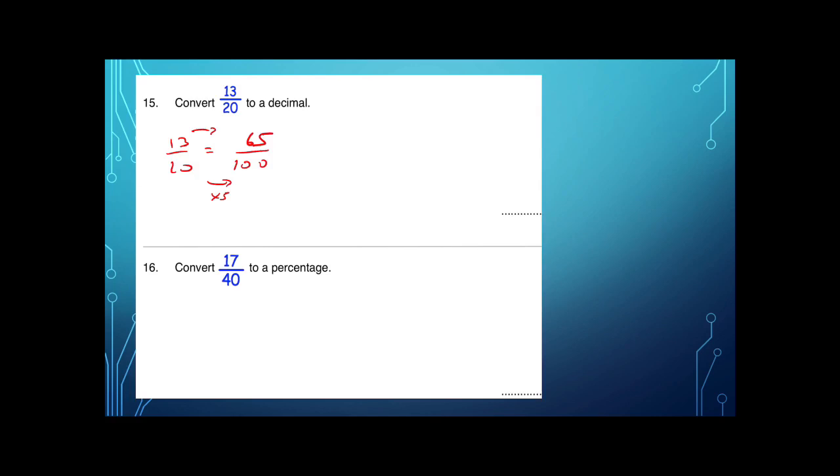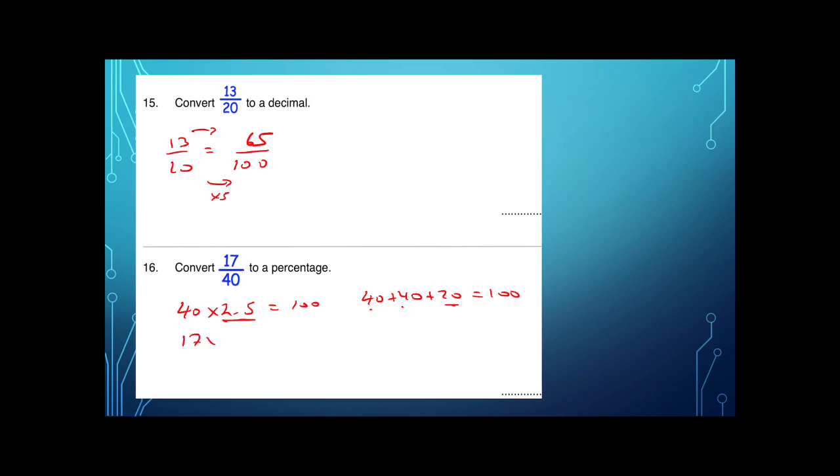This next one is a typical question. Convert 17/40ths to a percentage. Now, if you multiply 40 times 2.5, you get 100, and that's worth remembering. The way that works is 40 add 40 and a half of 40, which is 20, is 100. That's the 2.5 there. Okay, so we want to multiply top and bottom by 2.5.